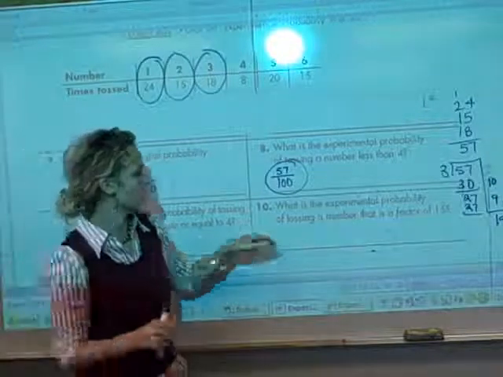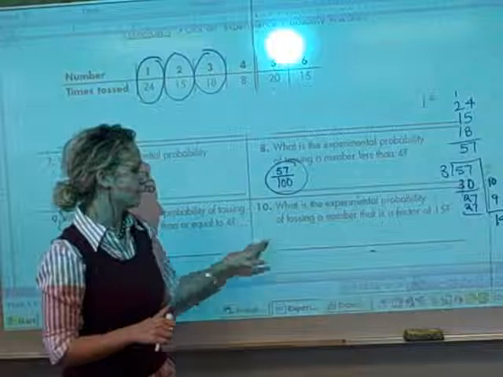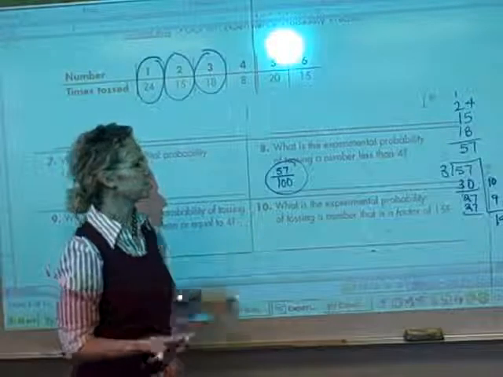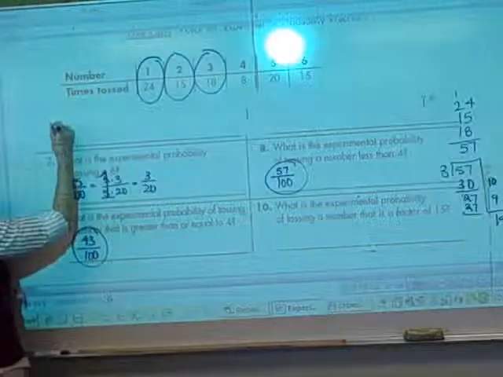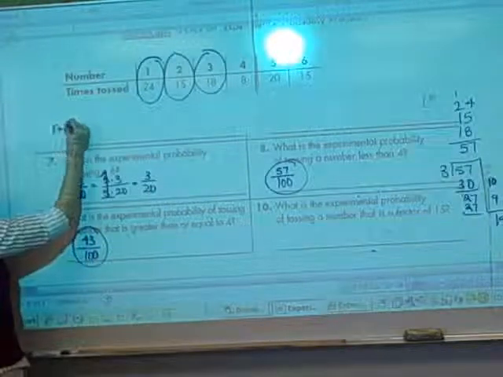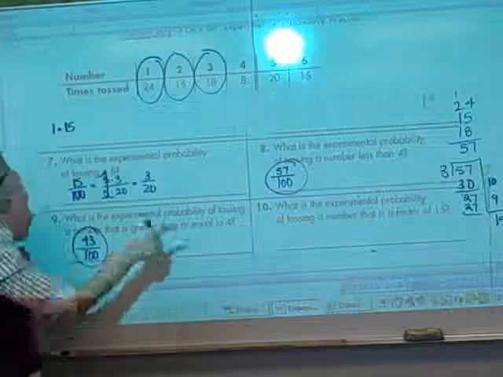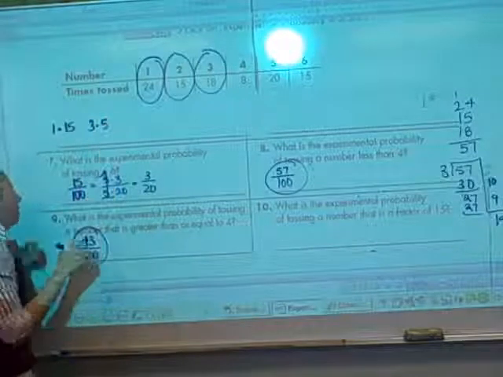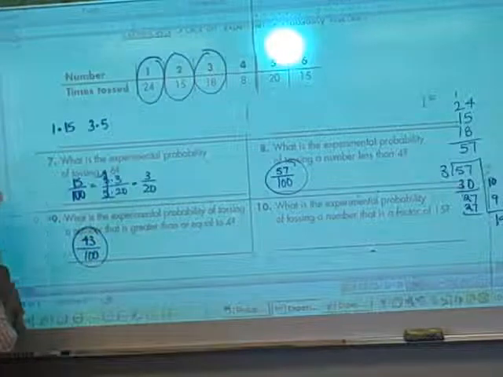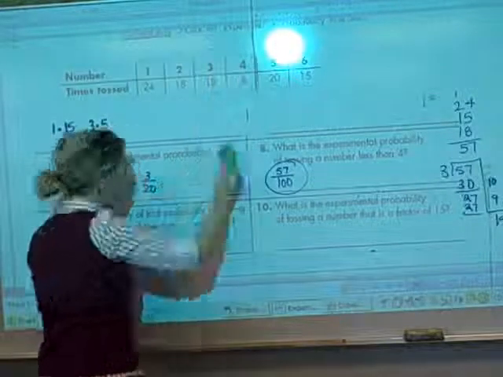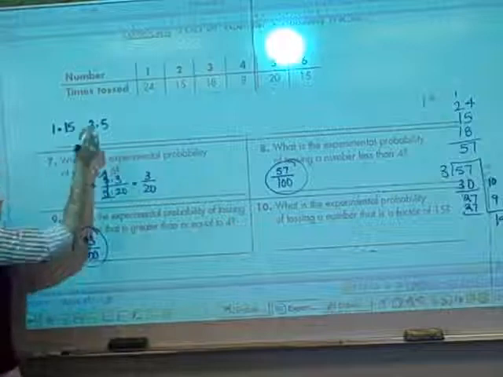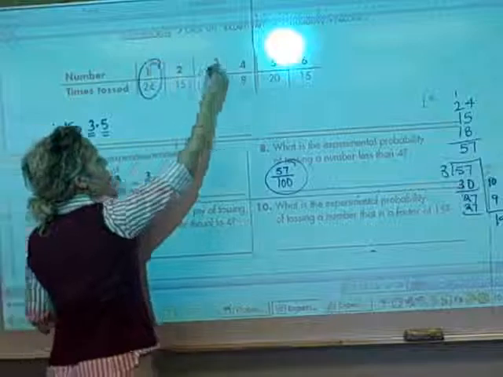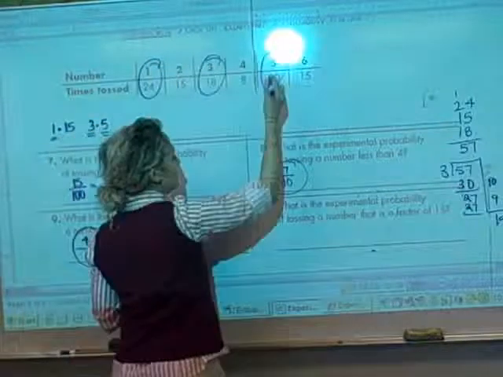So those are the big ones. All right, number 10, last one. What's the experimental probability of tossing a number that is a factor of 15? Well, let's list out our factors of 15. We've got 1 times 15. It's not even, so 2 doesn't go into it, so we know 3 does. 3 times 5. 4 doesn't go into it, so we're done. I'm going to erase what I circled earlier. So let's look, what are our factors of 15 that are on the number cube? We've got 1, 3, and 5.